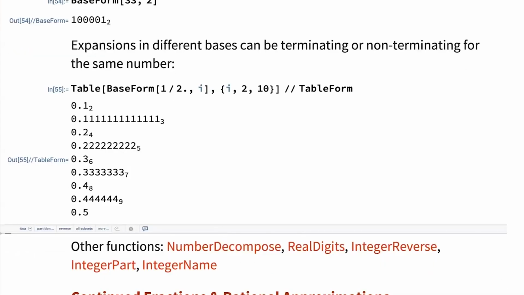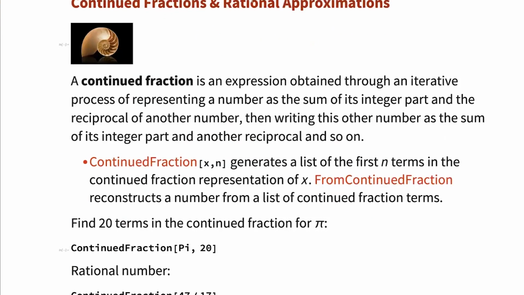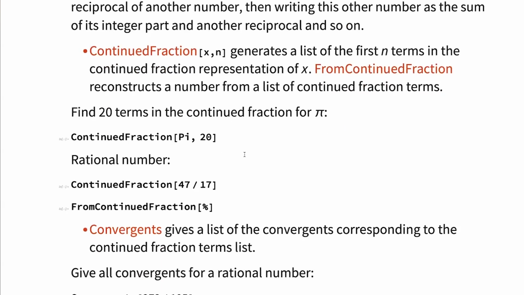Now let's talk about the functions in the group continued fractions and rational approximations. So a continued fraction is an expression obtained through an iterative process of representing a number as the sum of its integer part and the reciprocal of another number, then writing this other number as the sum of its integer part and another reciprocal, and so on. The function ContinuedFraction generates a list of the first n terms in the continued fraction representation of x, and FromContinuedFraction reconstructs a number from a list of continued fraction terms.